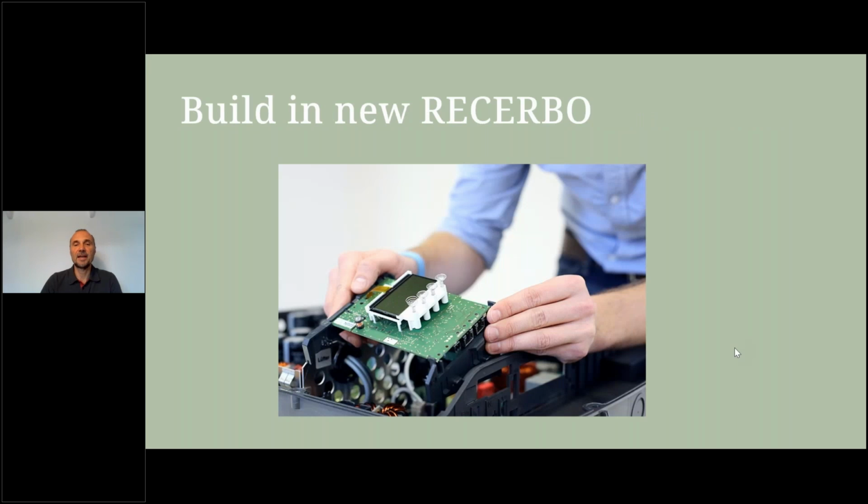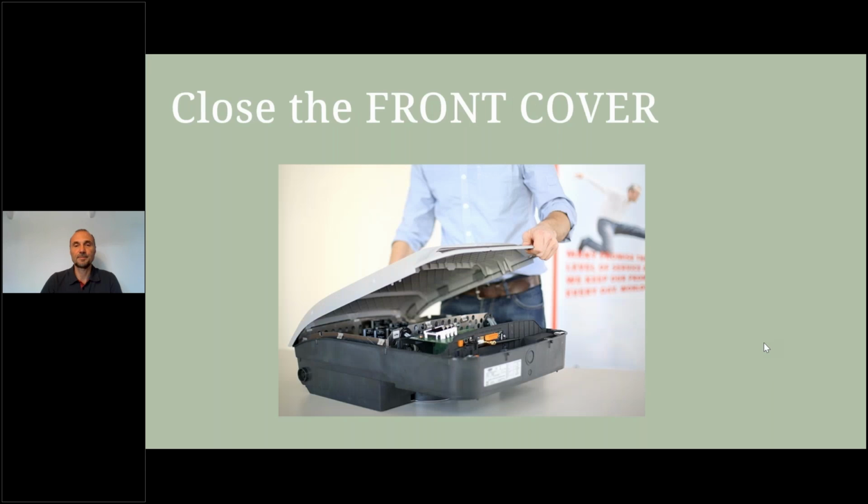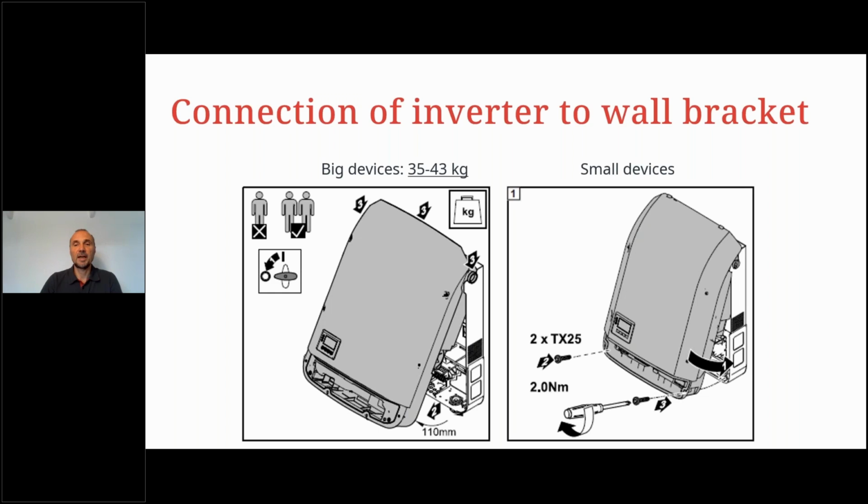Then you just enter the card again in the inverter and connect the plastic parts on the top and on the bottom, and then you build in the reusable card in the inverter again. Then you close the front cover again, of course, and you mount the inverter on the wall again.